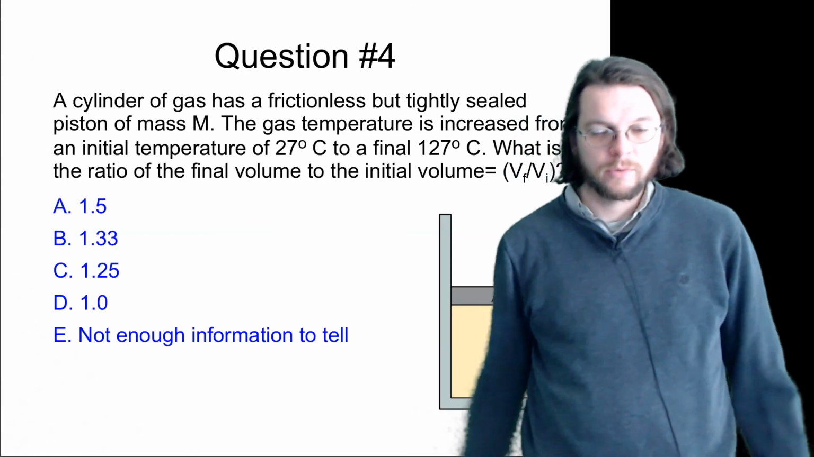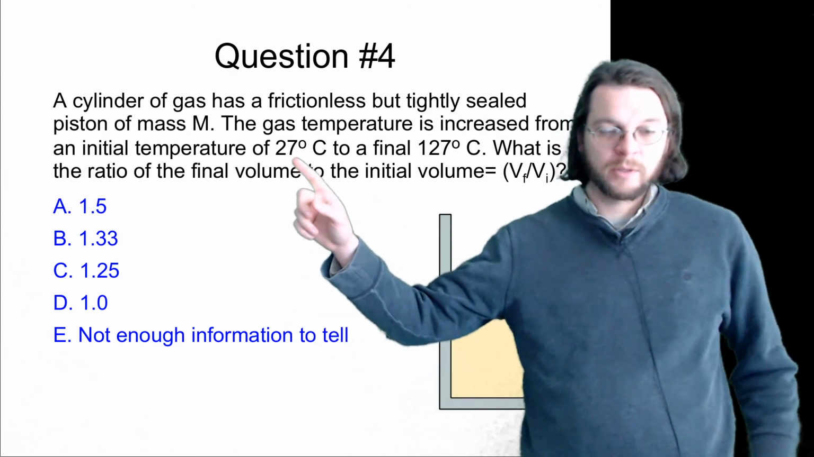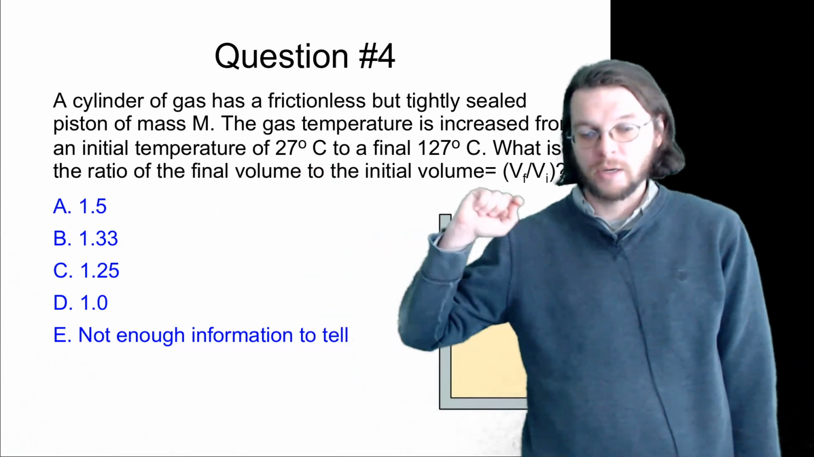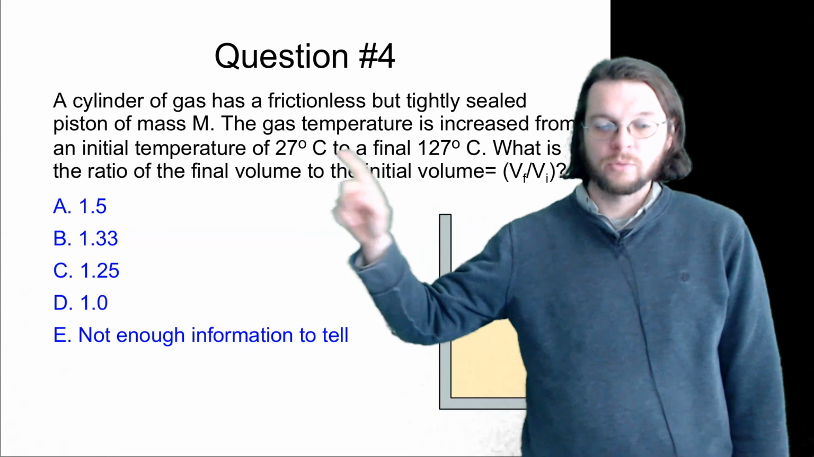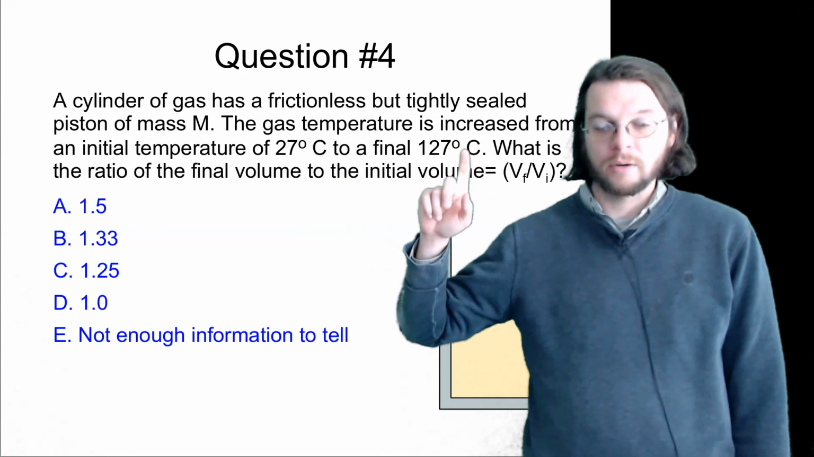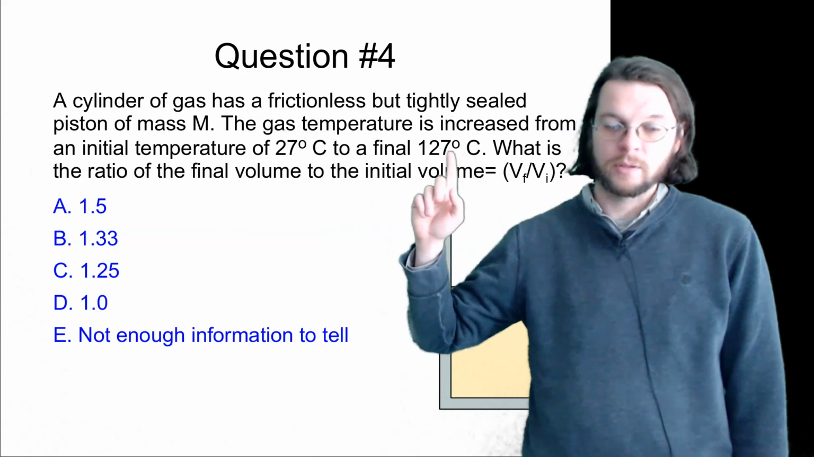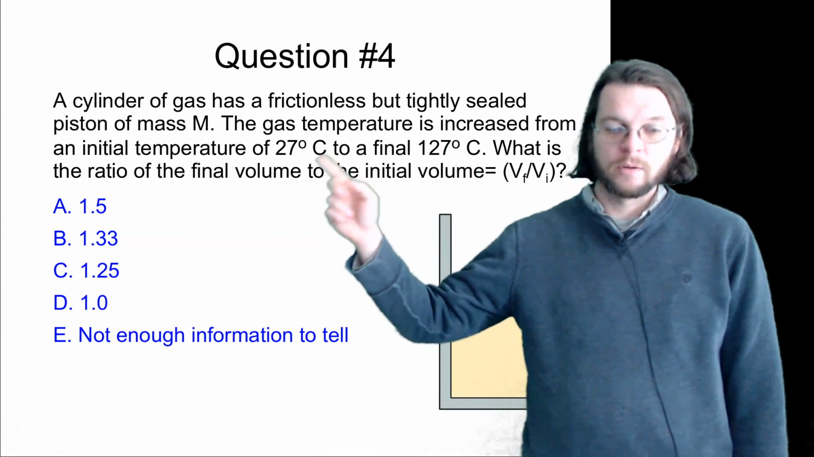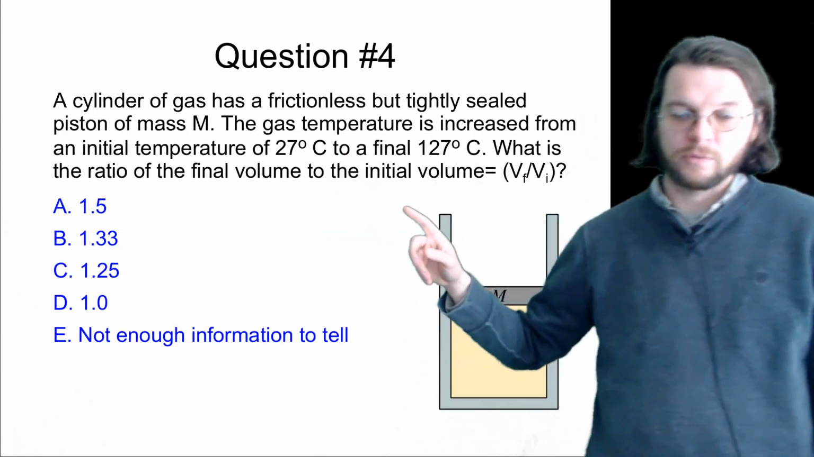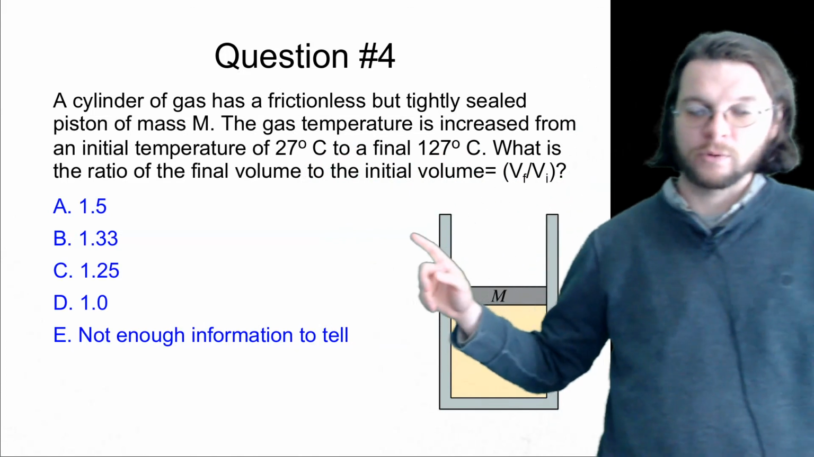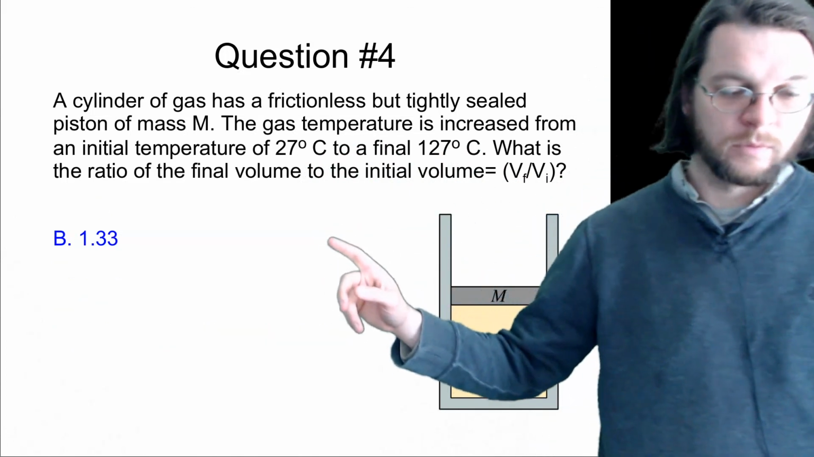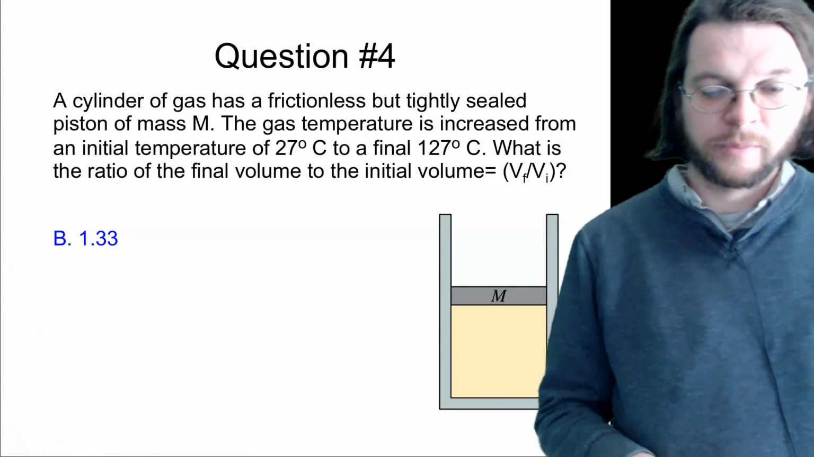And so for this case, we're going from 27 degrees centigrade, that's 300 degrees Kelvin, to 127 degrees centigrade, that's 400 degrees Kelvin. And so the ratio of the temperatures is 400 Kelvin over 300 Kelvin, and so the ratio of the final volume to the initial volume should be 4/3, which is 1.33. So maybe I should just write that out.